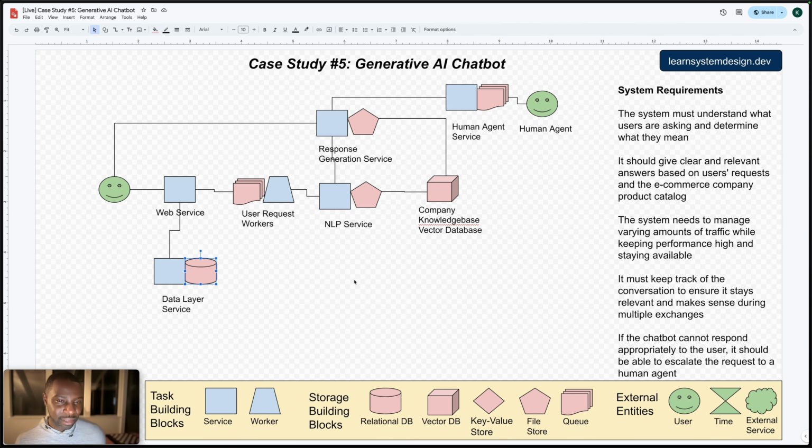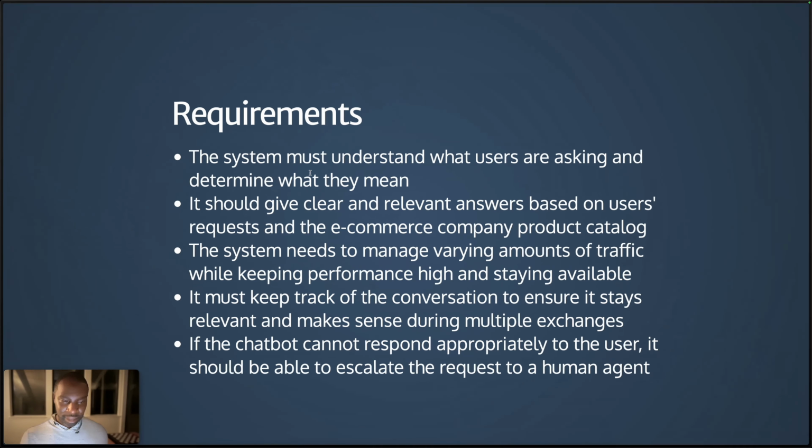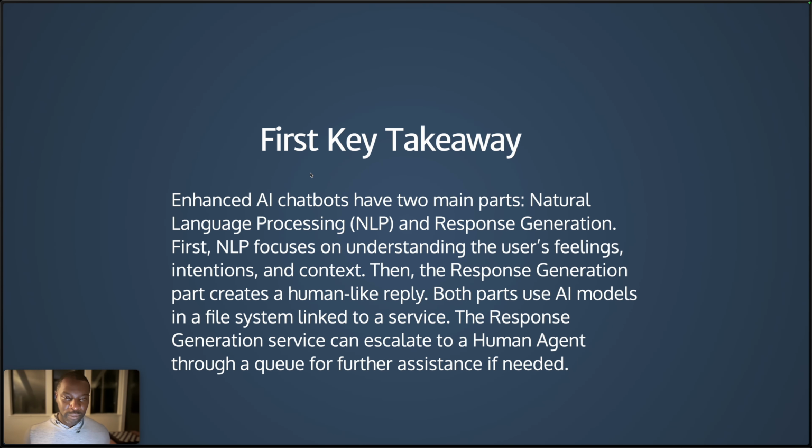All right, so let's go to our takeaways. First key takeaway: enhanced AI chatbots have 2 main parts, natural language processing, NLP, and response generation. First, NLP focuses on understanding the user's feelings, intentions, and context. Then, the response generation part creates a human-like reply. Both parts use AI models in a file system linked to a service. The response generation service can escalate to a human agent through a queue for further assistance if needed.